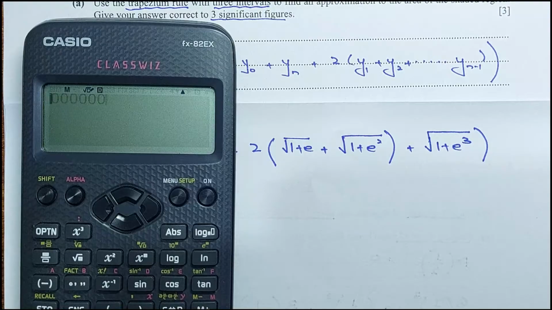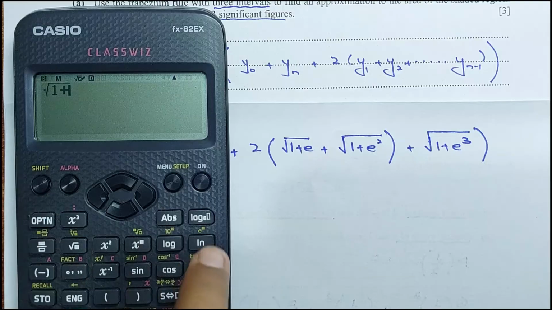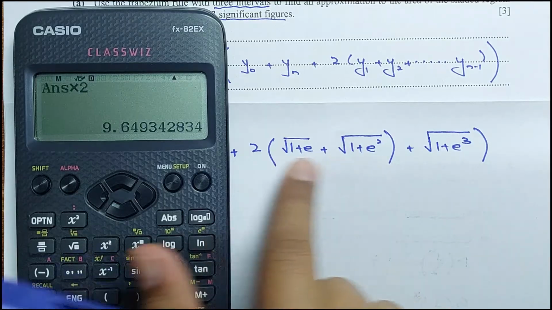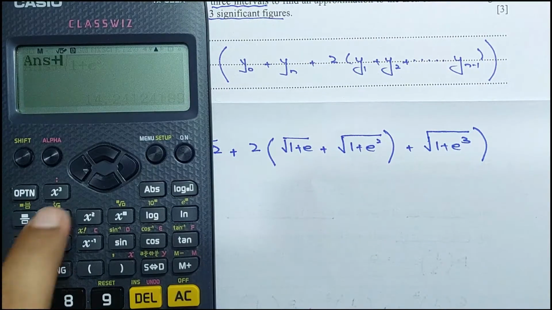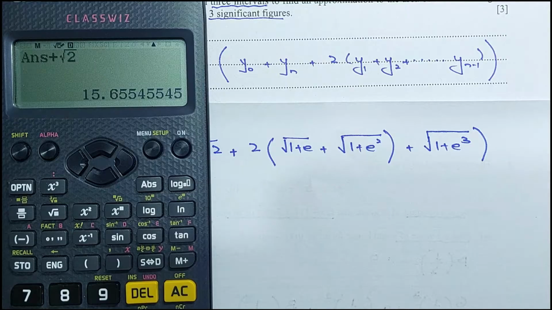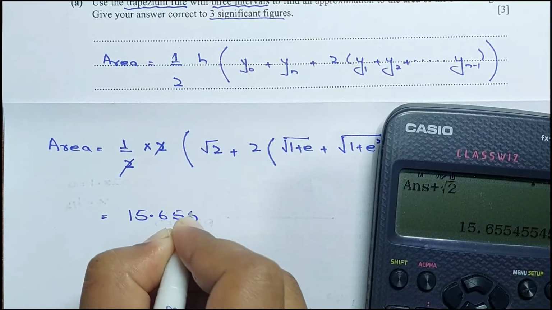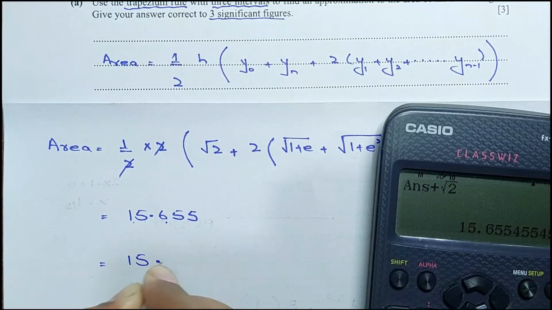Solve this bracket. Root 1 plus e power 1 plus root 1 plus e power 2 is this, and times it by 2. This term is simplified. Add root 1 plus e to the power of 3 and add root 2. This is 15.655. We have to find the answer correct to 3 significant figures, 1, 2 and 3. So this is 15.7.